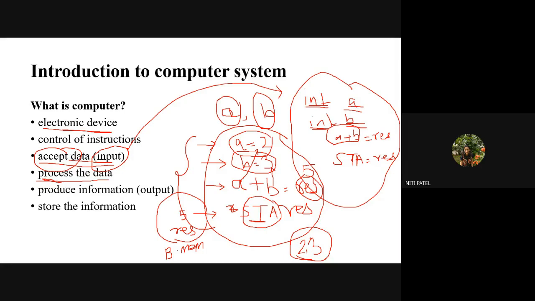Once the processing is done, the result is generated. What will the computer do? It will produce that information. How is that information produced? In the form of an output, on any of the output devices to which the user is connected. Which output device is the user connected to? The monitor. So where will this output of 2 plus 3 equal to 5 be displayed? It will be displayed on the screen. Once it is displayed on the screen, it will be removed from the buffer memory.